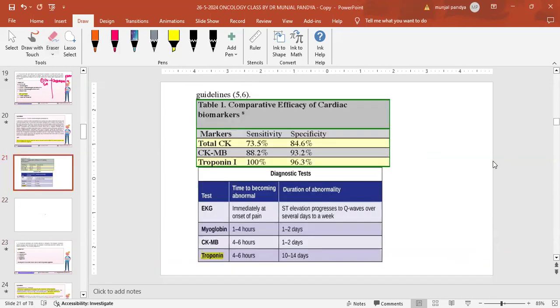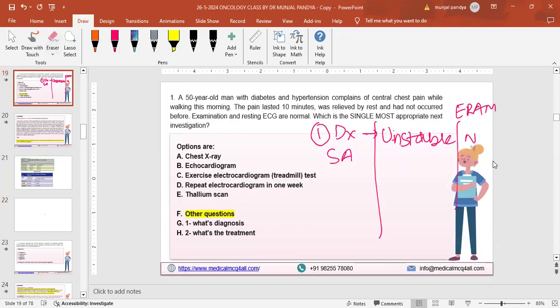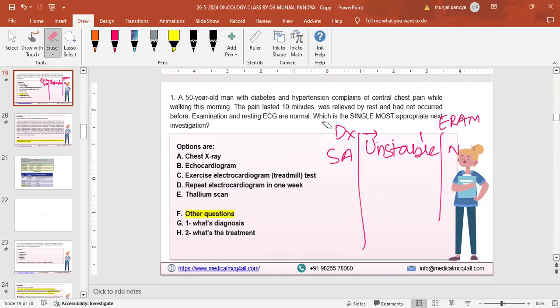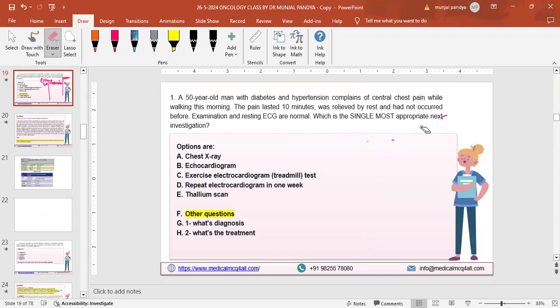So those who have the wrong answer in this, right? Let's get back to the answer. Anyway, we discussed a lot of things, but did not discuss the answer. So what's the answer, Doctor Iram? Sir, exercise ECG. Why do you want to do it? What is the diagnosis here? My diagnosis is unstable angina.